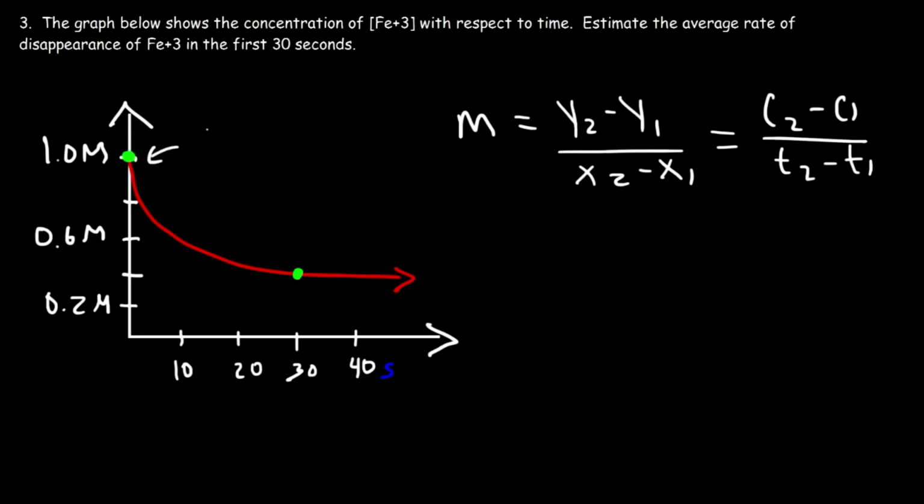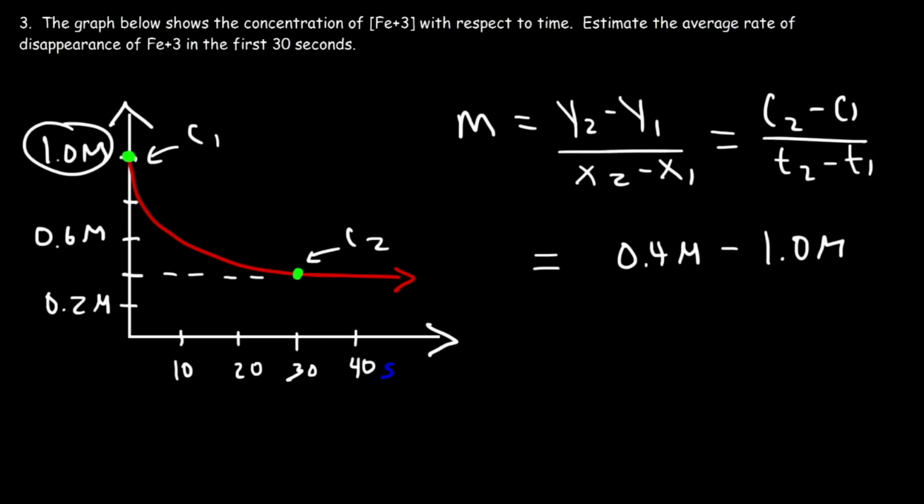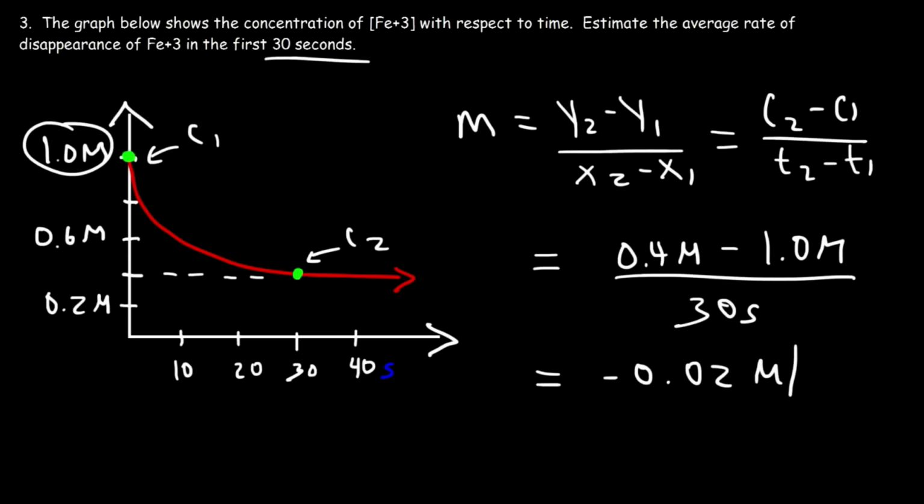So this is the initial concentration, which we'll call C1, and this is the final concentration, C2. So it's going to be the final concentration, which is about 0.4, minus the initial concentration, which is 1.0, divided by the change in time, which is the first 30 seconds. So 0.4 minus 1, that's negative 0.6, divided by 30, and so it's going to be negative 0.02 M per second, or molarity per second. So that's the average rate of appearance, or rather disappearance, of Fe+3.